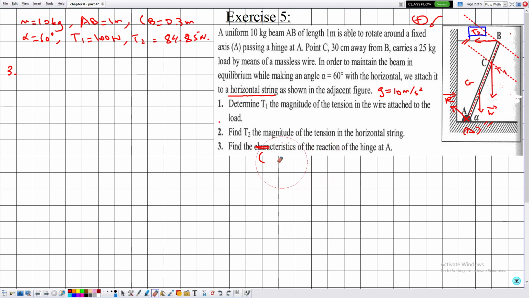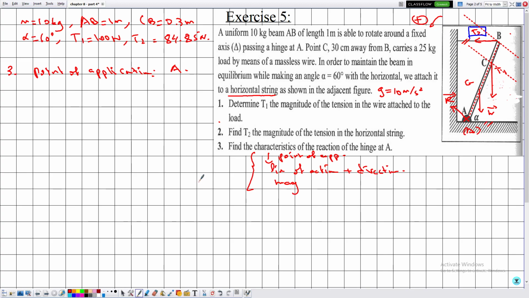Let's keep it to the characteristics, and by the characteristics we mean the line of action plus direction. Now we need the magnitude and the point of application. So these are the characteristics. Now the point of application, because it is a contact force, will be the point A. The line of action and the direction will be the last thing that we find.